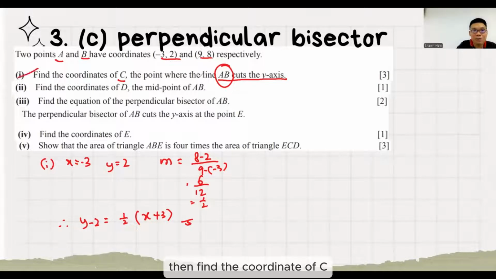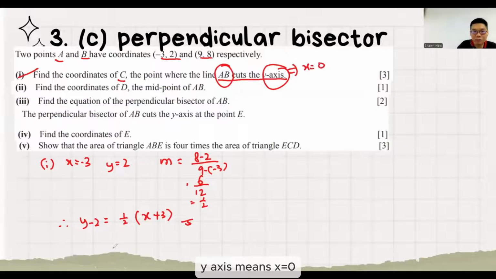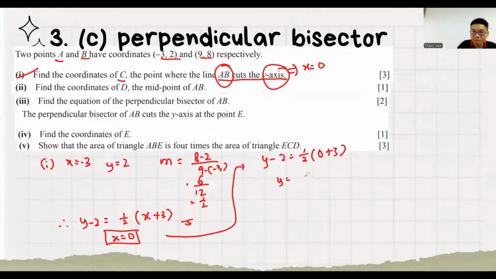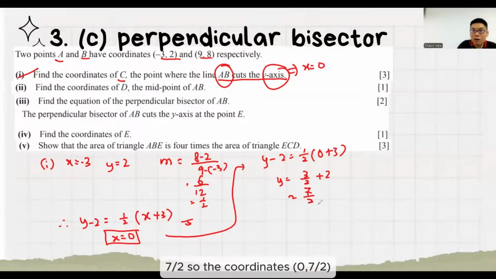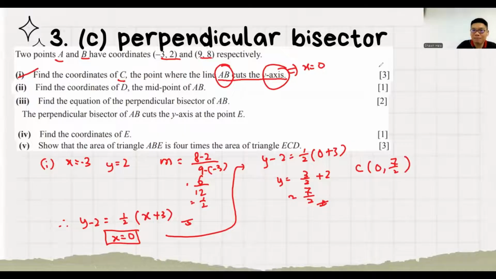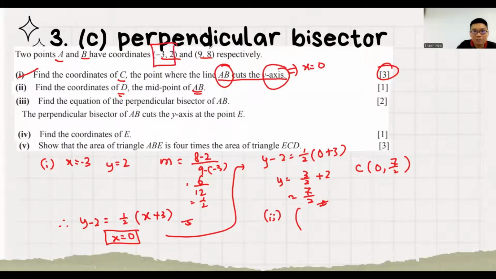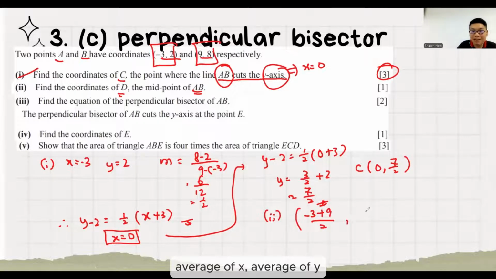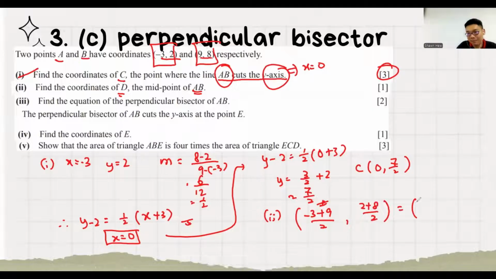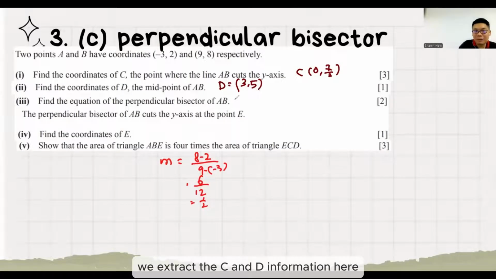Then find the coordinate of C. They say it cuts the y-axis. Y-axis means x equals to 0. So I substitute in x equals to 0. 7 over 2. So the coordinate is 0, 7 over 2. 3 marks. B. Find the coordinate of D, which is the midpoint of AB. Average of x, average of y. This is D. We extract the C and D information here.